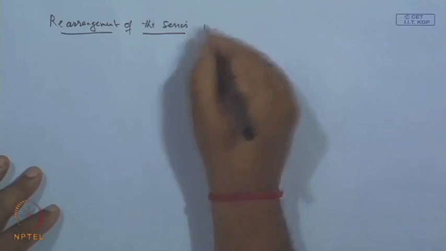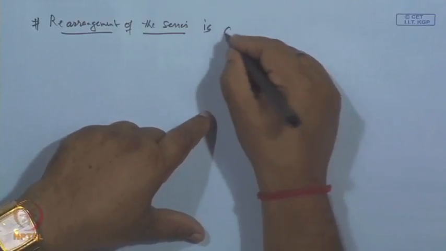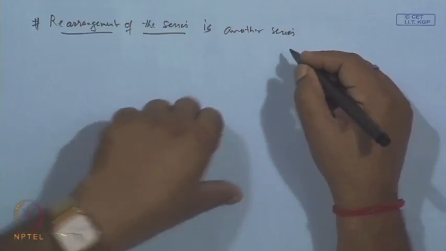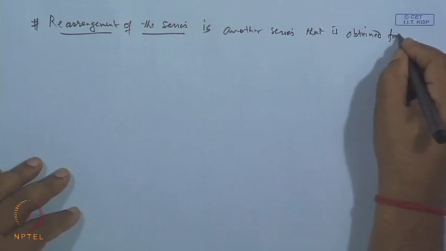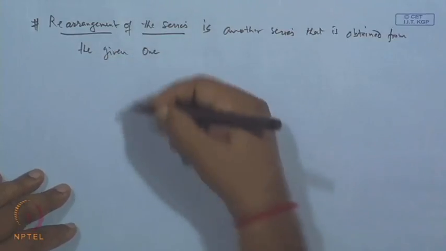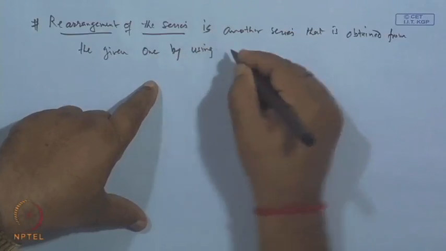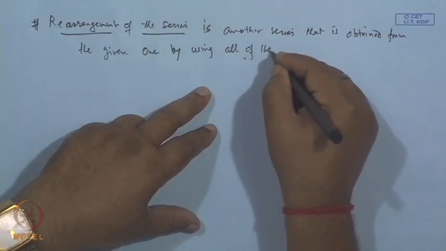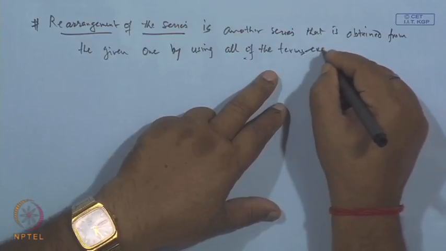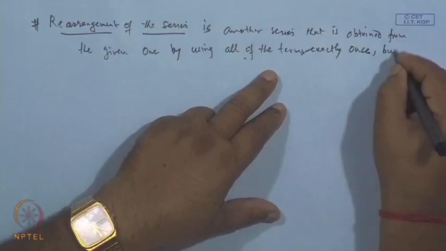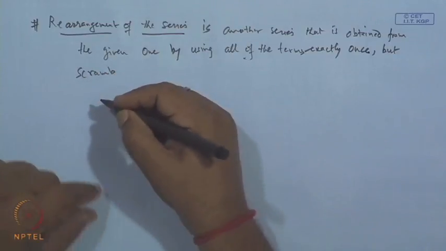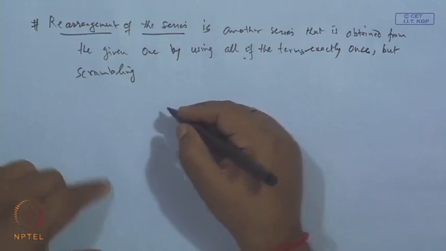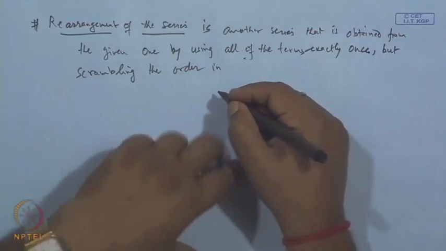So, rearrangement of the terms is very clear. What is rearrangement? Let me just put it another way. Rearrangement of a series is another series that is obtained from the given one by using all of the terms exactly once, but scrambling the order in which the terms are taken.